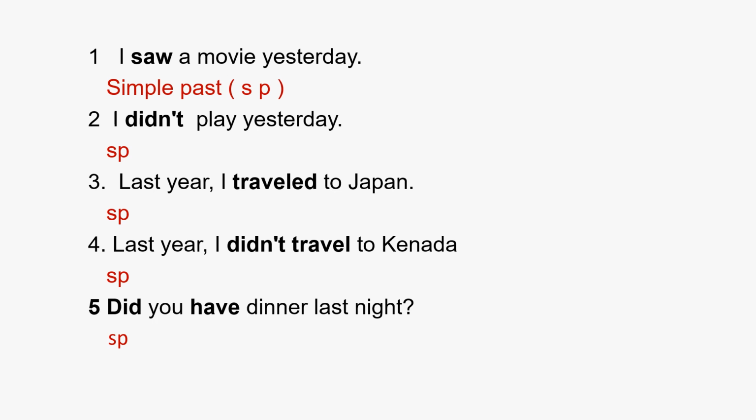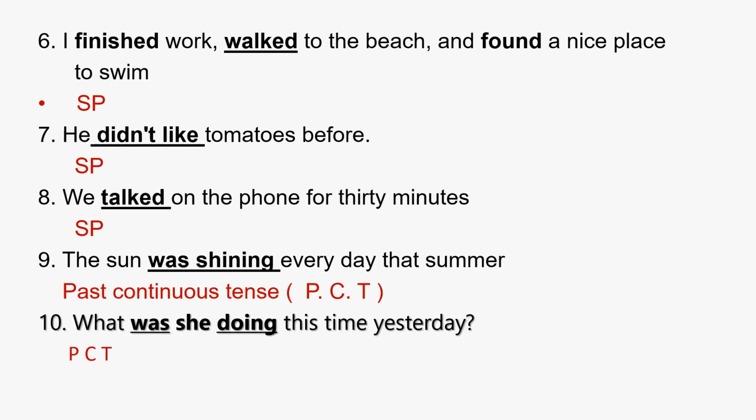Did you have dinner last night? This is the question sentence. That's why we add the verb in the first place of the sentence. I finished work, walked to the beach, and found a nice place to swim. This is in simple past tense.